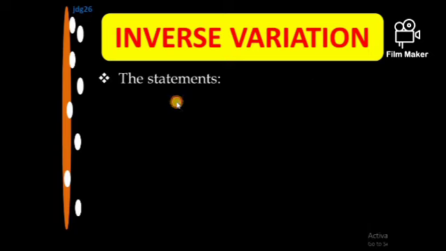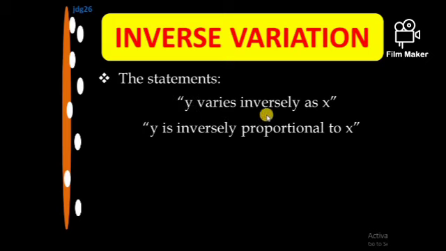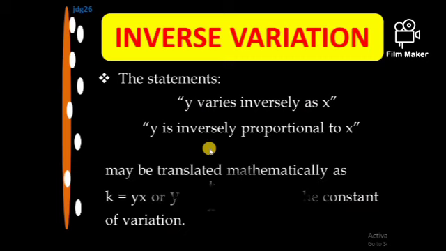So, meron din tayong mga clue words. Ano yung mga clue words natin? So, we have the following statements. Y varies inversely as X. Y is inversely proportional to X. So, ang clue words natin, varies inverse and inversely proportional. So, this can be written or translated mathematically as K equals YX or Y equals K over X, where K is the constant of variation.